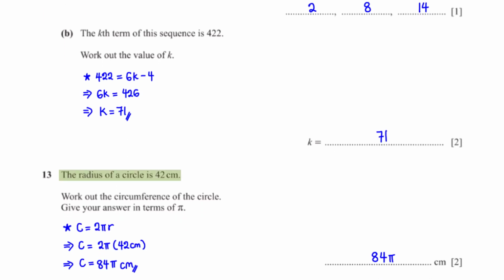The radius of a circle is 42 centimeters. Work out the circumference of the circle. Give your answer in terms of pi. Here is the formula for the circumference of a circle. We've been given the radius r of the circle to be 42 centimeters. 2 times 42 is 84. So we have the circumference as 84 pi centimeters.